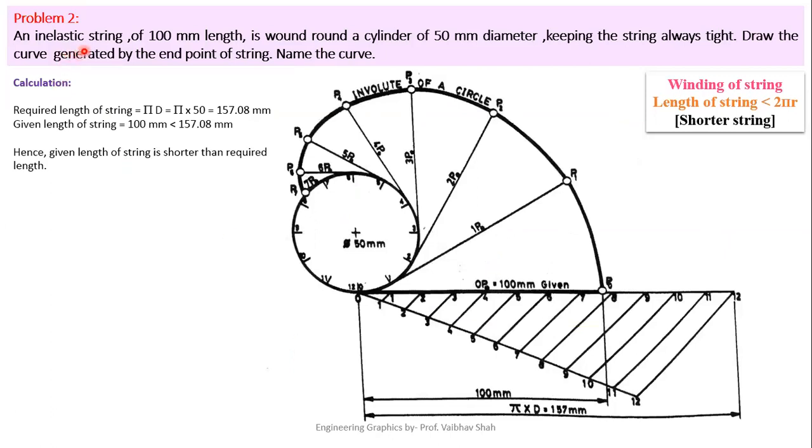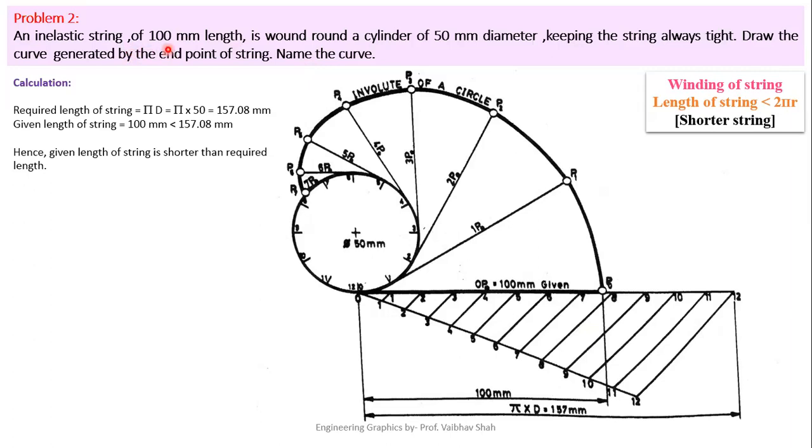Problem 2. An inelastic string of 100 mm length is wound round a cylinder of 50 mm diameter. Keeping the string always tight, draw the curve generated by the end point of the string and name the curve. So whenever you look for the words keeping the string always tight and draw the curve generated by the end point of the string, it means that you have to draw the involute of an object. Here, name the curve means we are drawing the involute of a cylinder or a circular object. So the name of the curve would be involute of a circle. So you have to write down involute of a circle as the name of the curve.